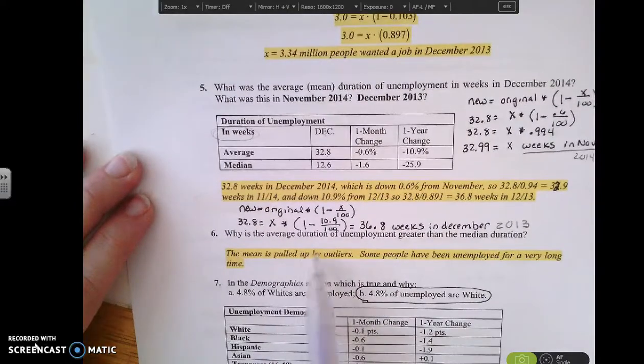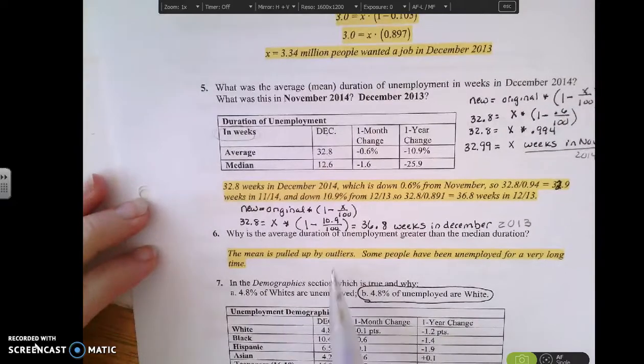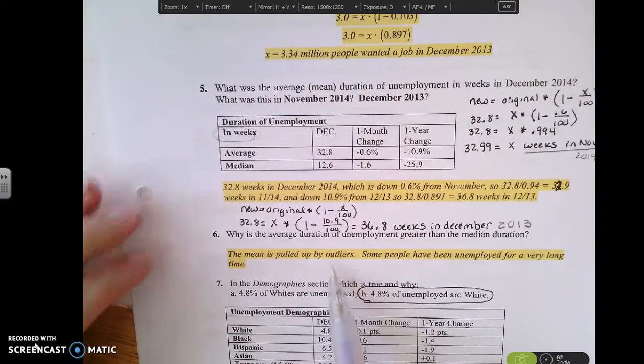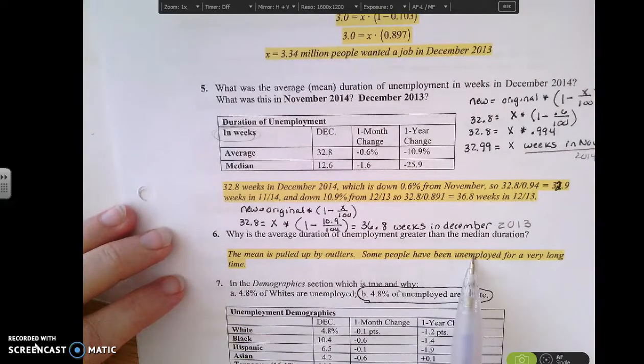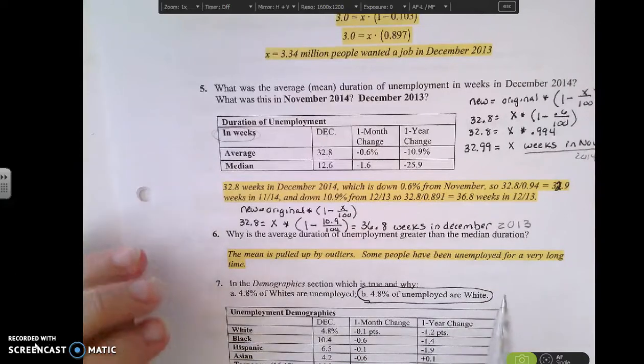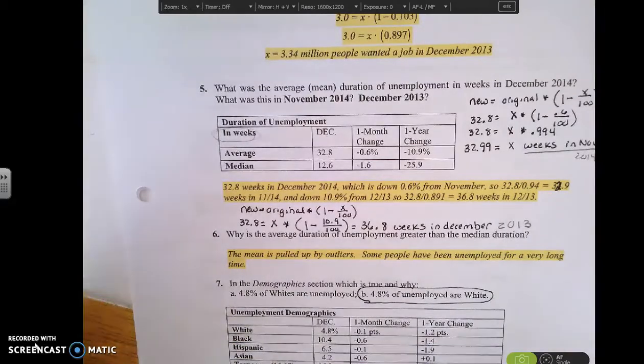So it says, why is the average duration of unemployment greater in the median? So remember, the median is actually when you take all of the information and you put it in order and you take the middle value. So the median, there could be some really high values at either end. So you could have somebody who's been unemployed for a really long time, and that could skew your data. So the mean is going to be pulled up by outliers. That means people that have been unemployed for a really long period of time. Whereas the median is basically just taking the list and looking at the number in the middle.